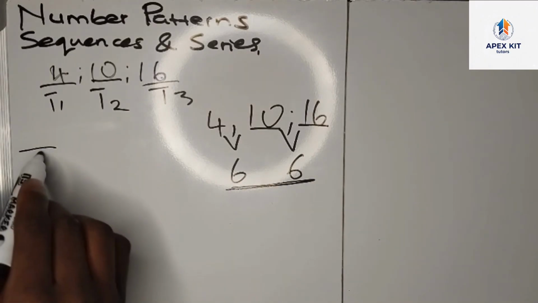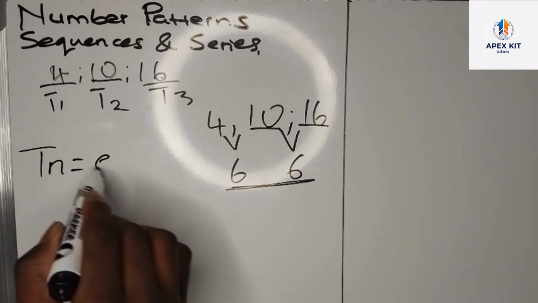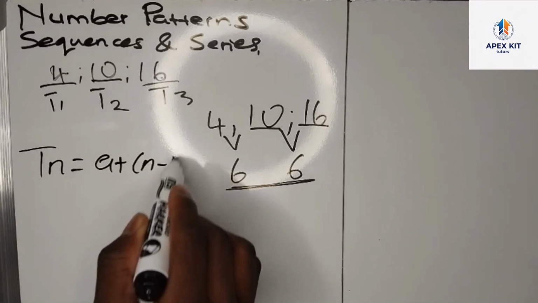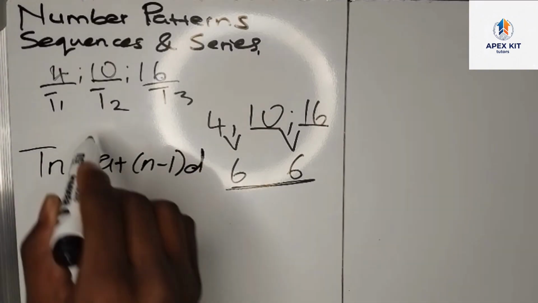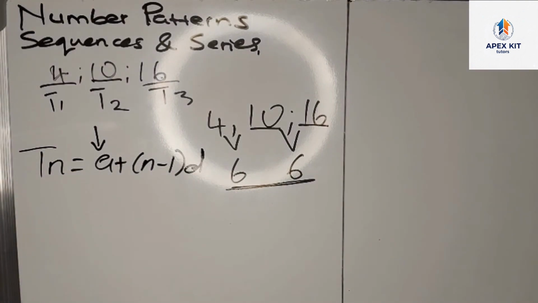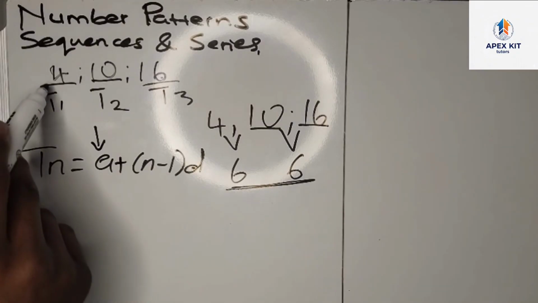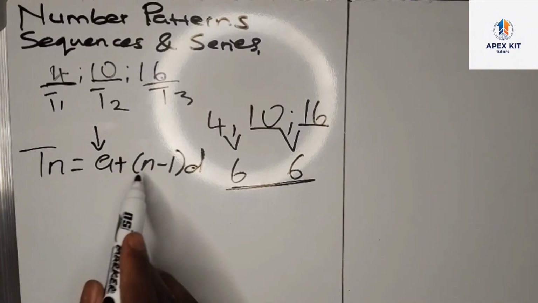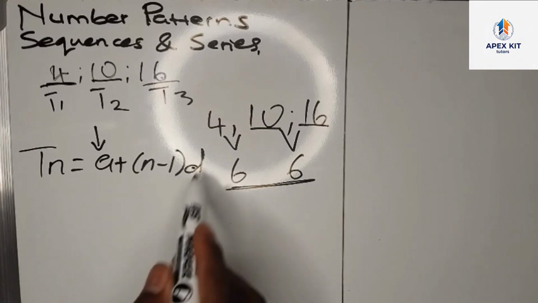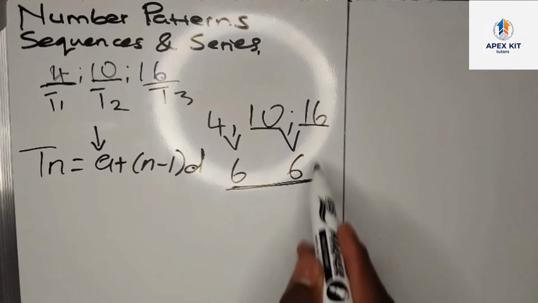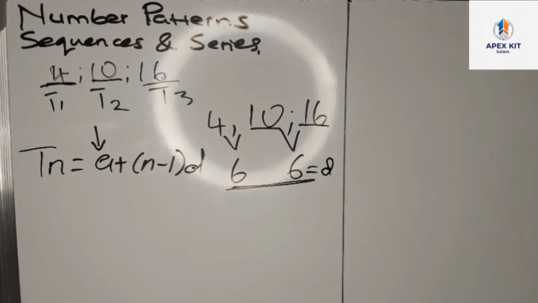We are given our general term as Tn equals a plus (n minus 1) d. a represents our first term, T1, which in this case is 4. And n minus 1 is multiplied by d. d is our common difference, so this 6 is equal to d.